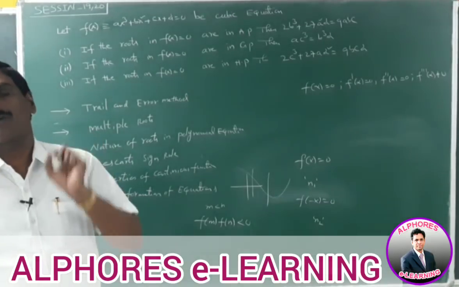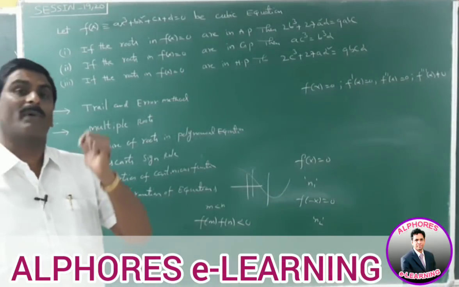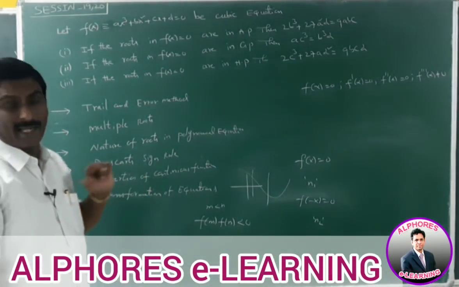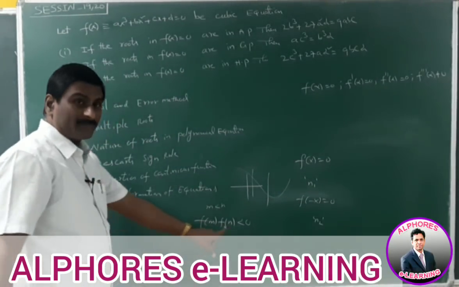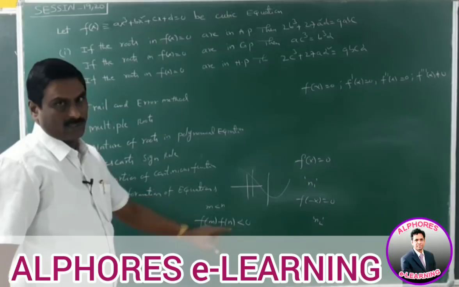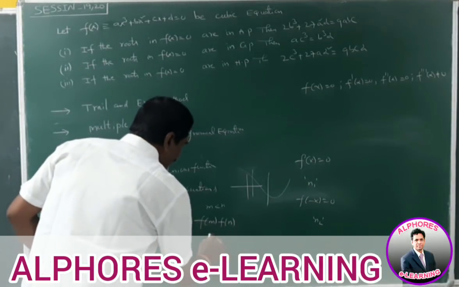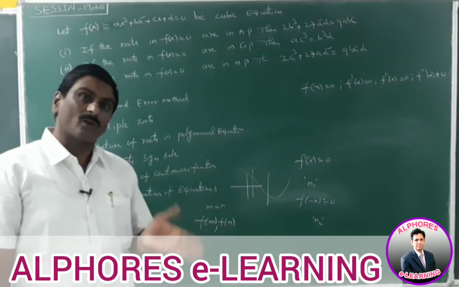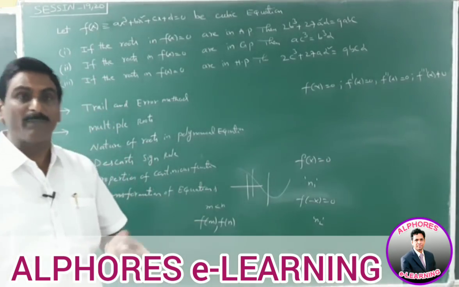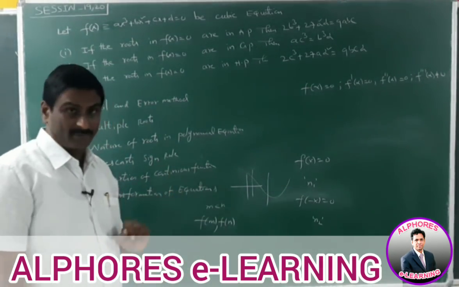The equation f of x is equal to 0 having an odd number of real roots in between m and n if f of m, f of n have opposite signs. Next, if f of m, f of n have the same signs, then there will be no real roots or an even number of real roots in between the two real numbers m and n.